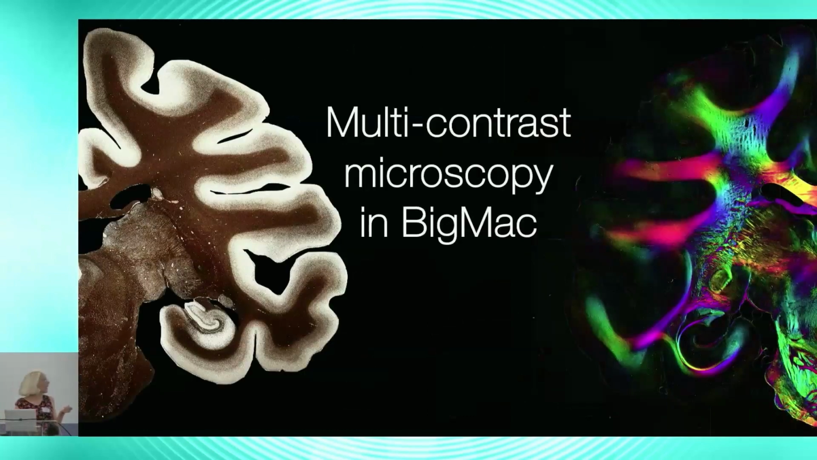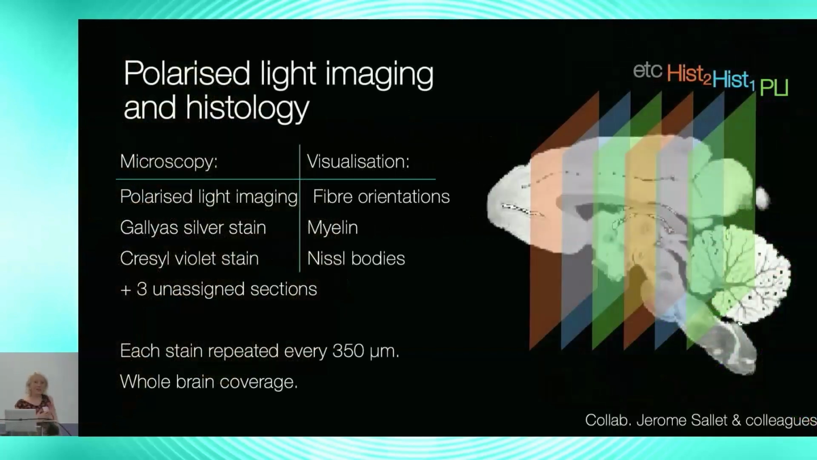So in BigMac, we have this rich MRI data, both in vivo and post-mortem, but we want to compare it to microscopy data within the same brain, and so what microscopy do we have? After scanning, the entire brain was sectioned along the anterior-posterior axis, where we acquired consecutive slices, and we assigned them to one of 6 microscopy contrasts. So we have polarized light imaging to visualize fiber orientations, a Gallyas silver stain to visualize myelin, a Cresyl violet stain to visualize Nissl bodies, and then we have 3 sets of sections that are unstained and unassigned and kept for future staining. Each stain is repeated every 350 microns throughout the brain, and we have whole brain coverage.